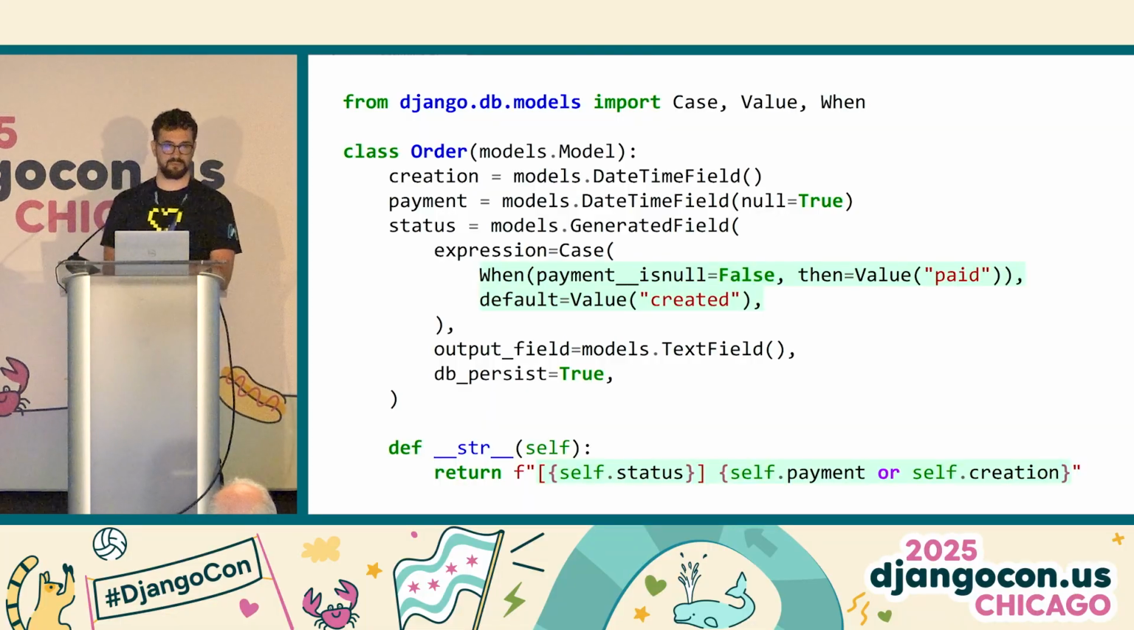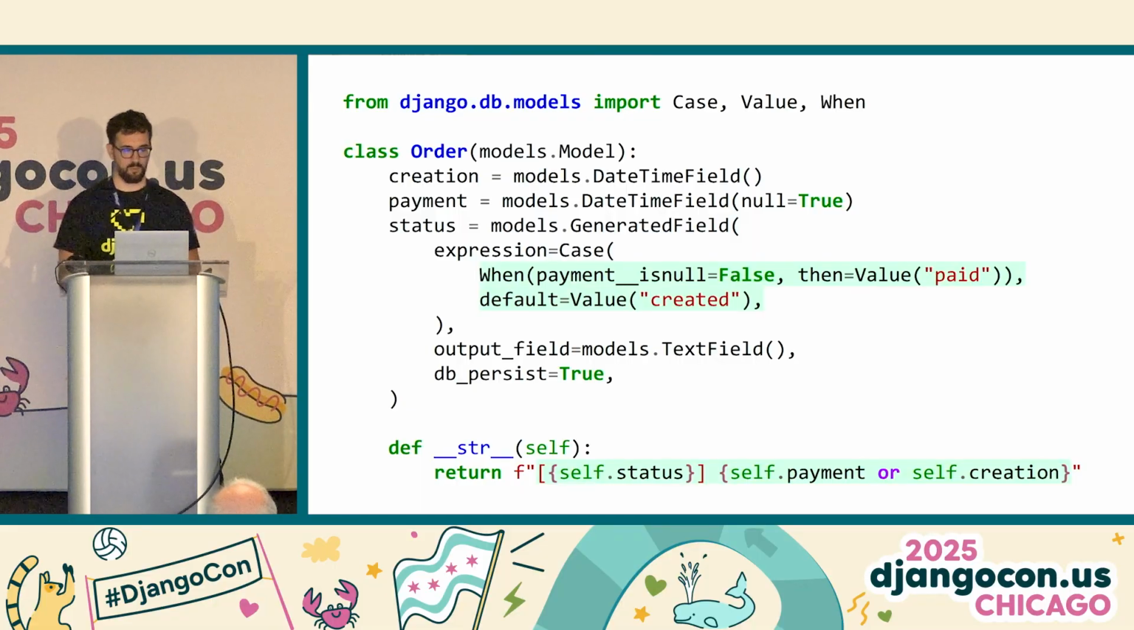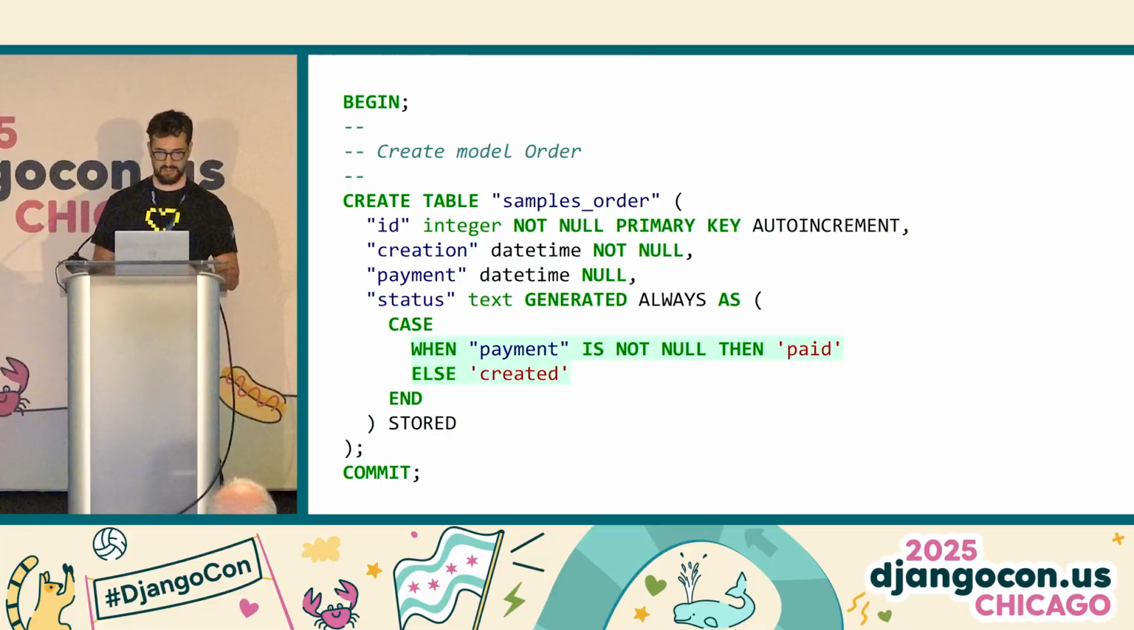The default value is created. Of course, we can add more conditions here, but the space on the slide is not so great, and 2 states is enough. And we can represent it having the status and also one of these 2 datetime fields. What happened in the migration, in the SQL code of the migration, is that we have more or less the same.